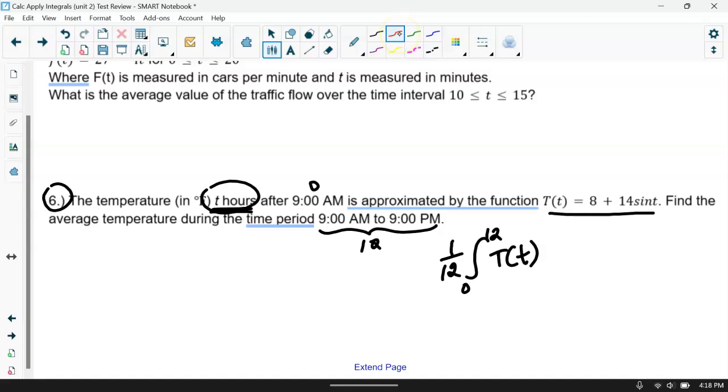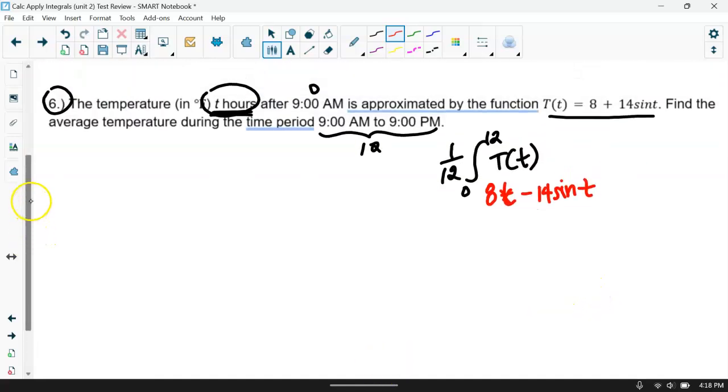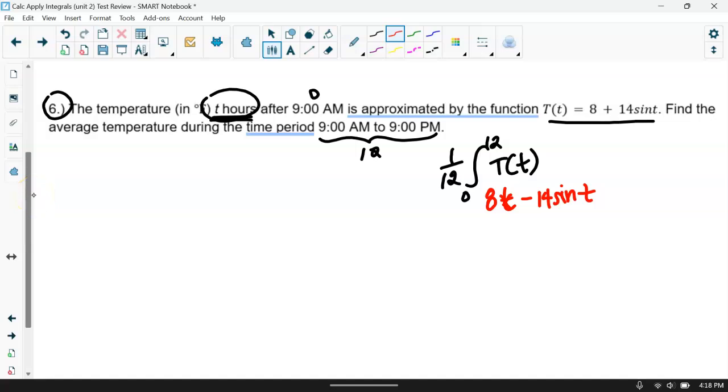So that means here you end up with 8t, then minus 14 times sine of t. Then here, remember, you have to change, oh my goodness, I even put sine, minus 14 times cosine of t. So here, right, because remember the integral of sine is negative cosine.